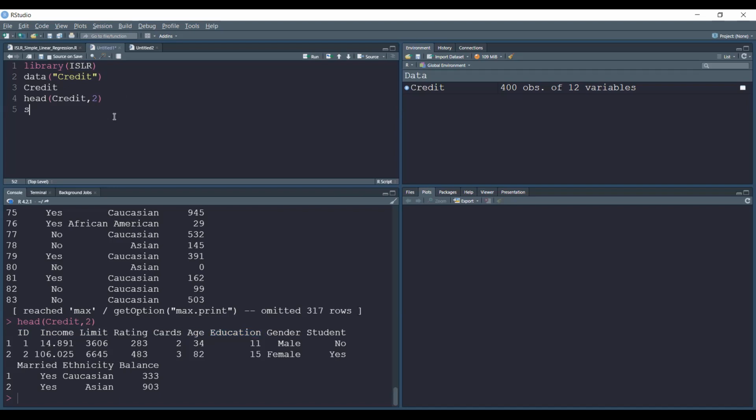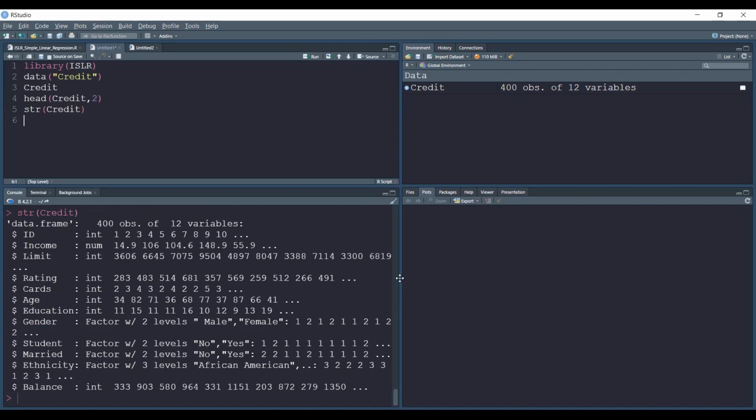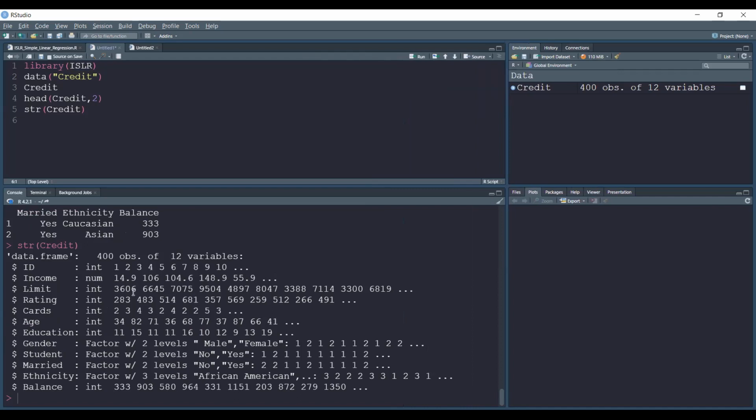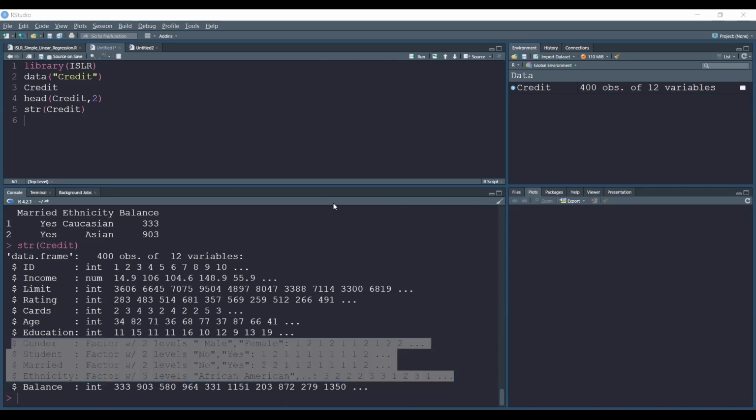Another way of getting an idea of what's going on in a data set is the str function. Think of it as the structure function. And in fact, these variables over here are qualitative. R is telling you these four are factor type data, where gender has two levels, male and female. Student has two levels as well. You either are or you're not. Married, yes, no. And there are three types of ethnicities. So this is qualitative data.